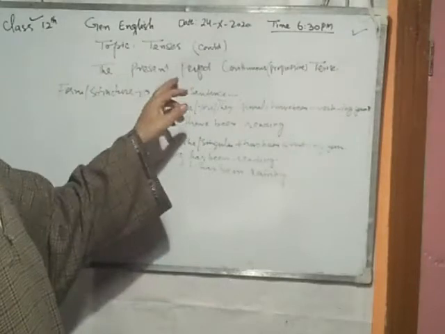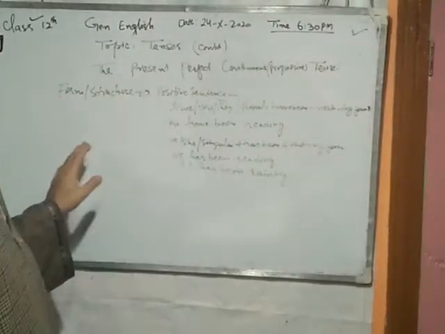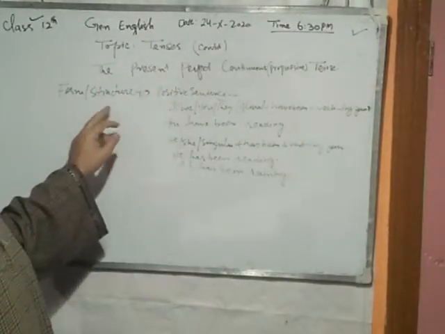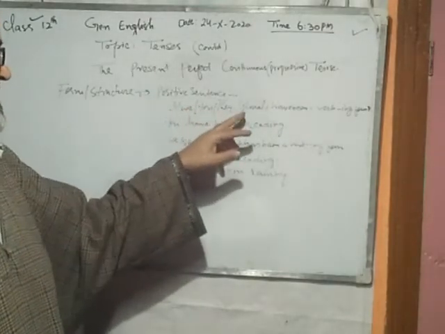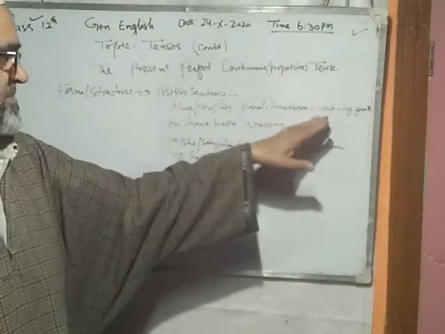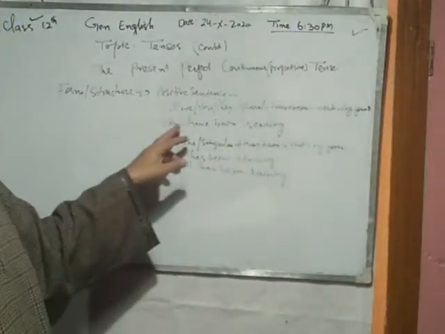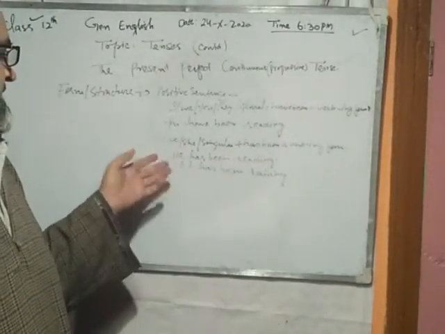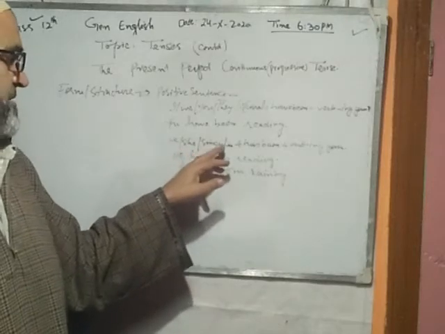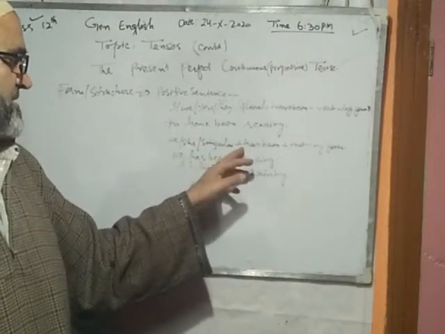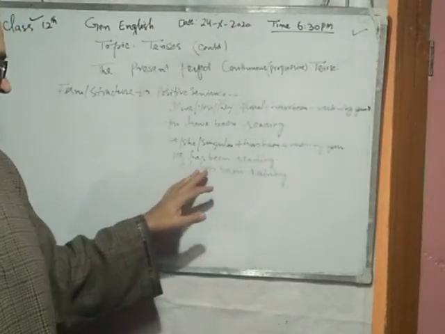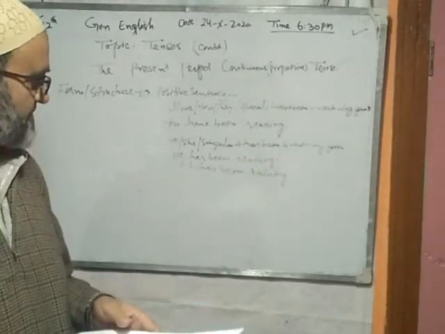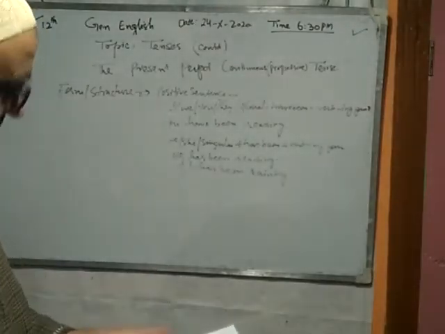For the present perfect continuous or progressive tense, the structure for positive sentences is: I, we, you, they, or plural, plus have been, plus verb in the ing form. For example, you have been reading. Likewise, for he, she, or singular, it is has been plus verb in the ing form. For example, he has been reading. It has been raining.